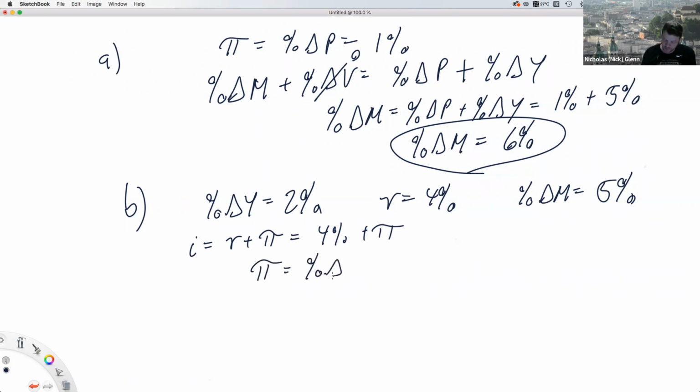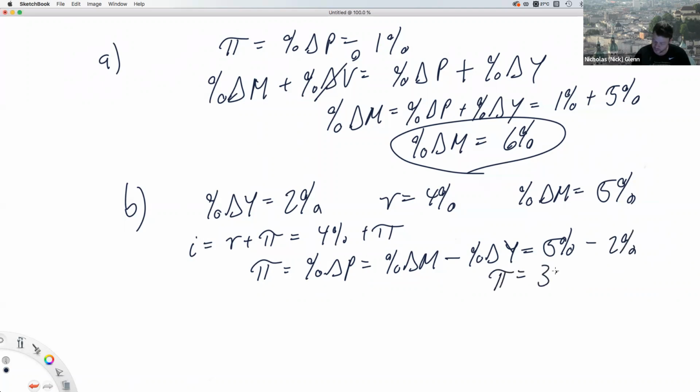We know inflation is a percent change in the price level, and that's just the percent change in the money supply. As the money supply increases, well, inflation is going to go up. That's because there's more money chasing the same amount of goods. But it decreases with the percent change in output. Because there's more goods, to be able to sell these goods, firms are going to decrease the price of them. All right, so we can calculate inflation now, and then we can use that to calculate the nominal interest rate. Percent change in the money supply is 5%. Percent change in output is 2%. So inflation now is 3%.